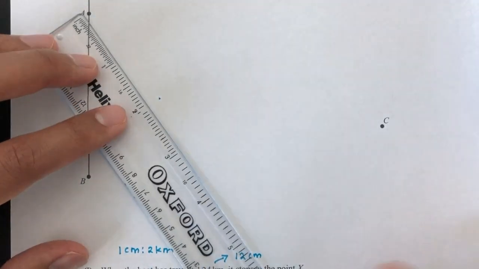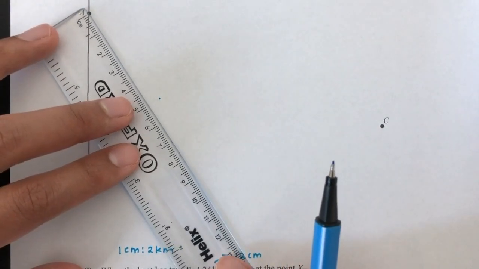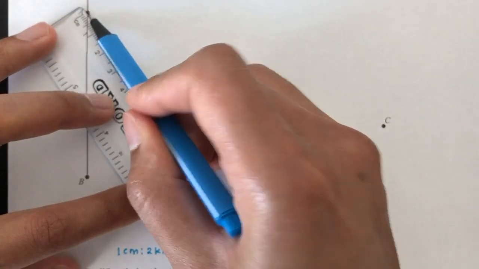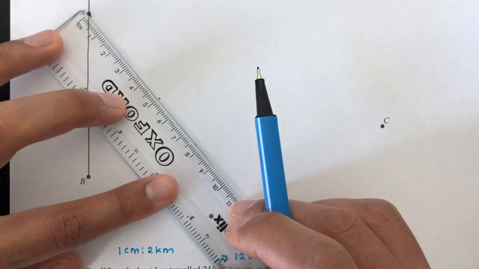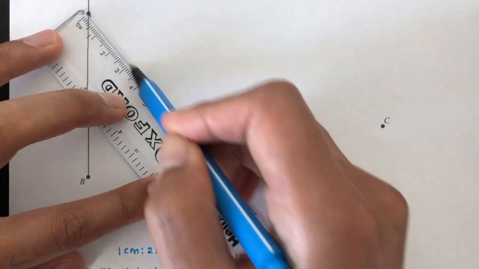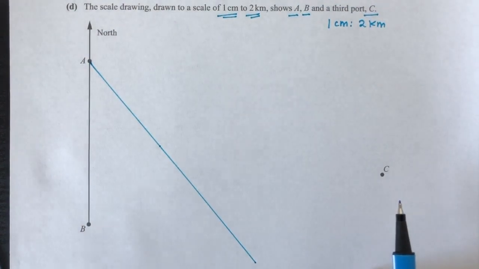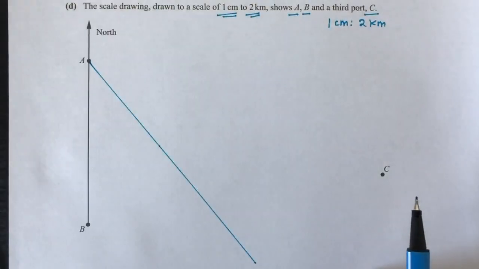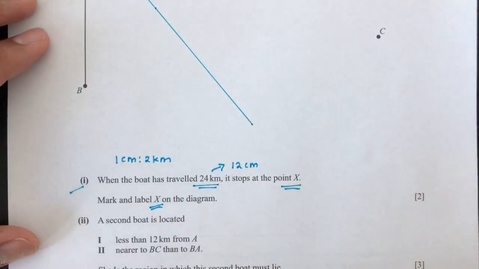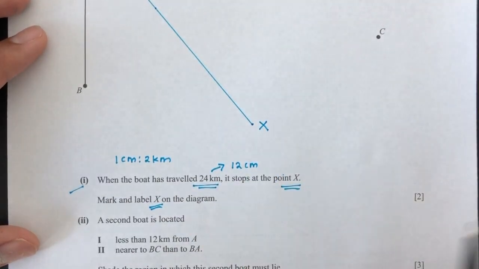So let's do that. Just measure 12. It will be about here. So 12 centimeters from the point A at the bearing of 141 according to the first part of the question, right? So that is 12 centimeters, which is 24 km according to the scale. This is your point X.